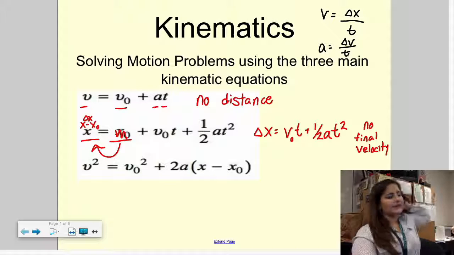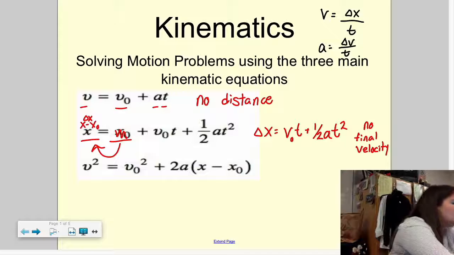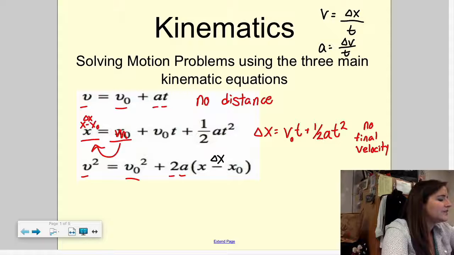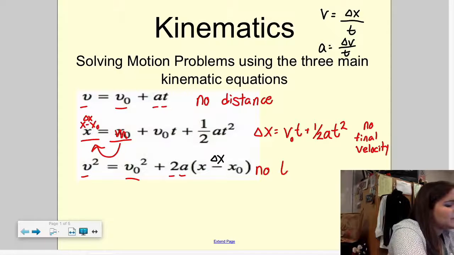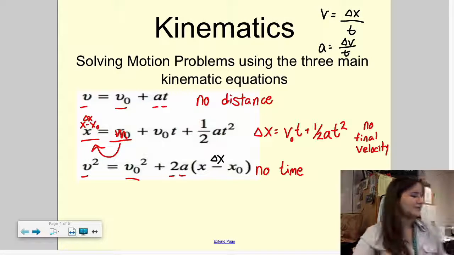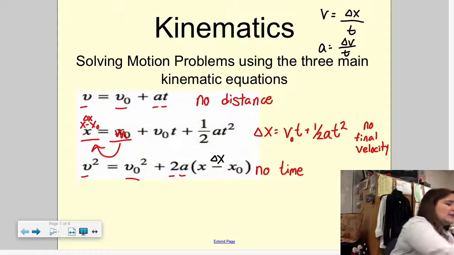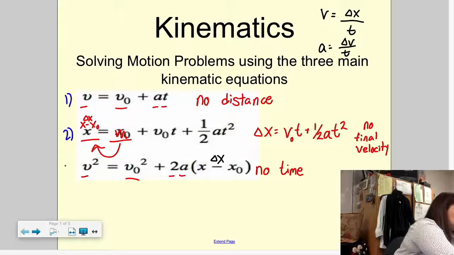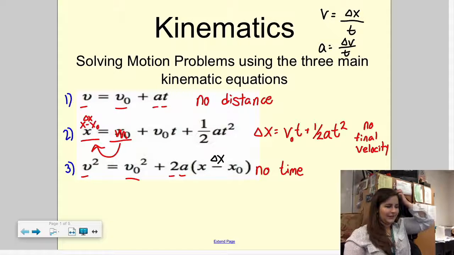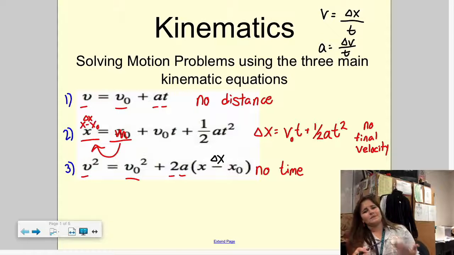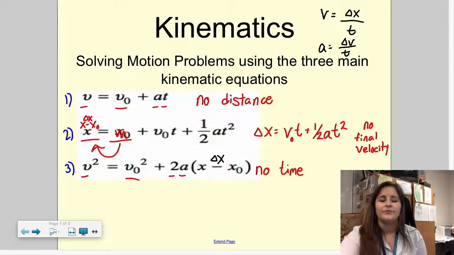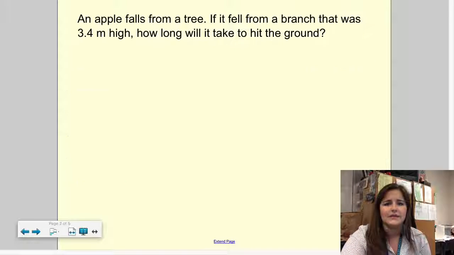And last but not least, we have v squared equals v initial squared plus 2a times x minus x initial, which remember we can rewrite as delta x. Notice it doesn't have time. It's for when we don't know and or we don't care about time. So those are the three kinematic equations. We typically refer to them as equation 1, equation 2, equation 3. Different teachers might have different numbers for them, but these are three of the basic ones. So let's do some problems and see how we use these.